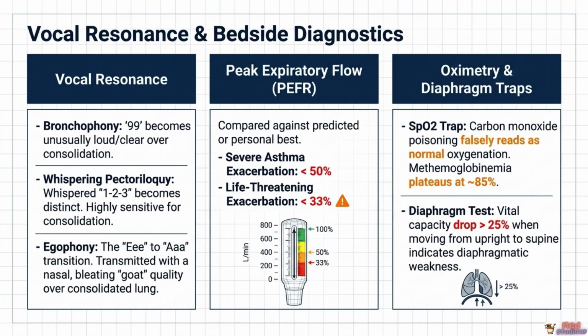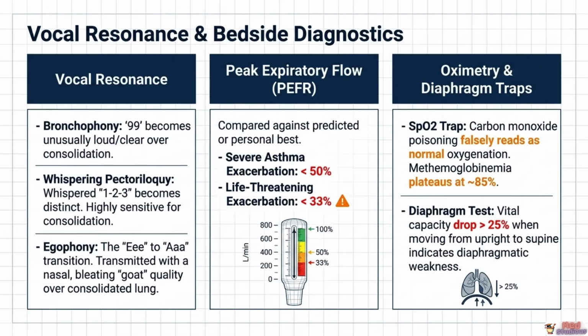Vocal resonance testing exploits the same sound transmission principle as bronchial breath sounds. Bronchophony is tested by having the patient say 99, which becomes unusually loud and clear over consolidated lung tissue. Whispering pectoriloquy takes this further. A whispered 1, 2, 3, normally completely inaudible at the chest wall, becomes distinctly clear over consolidation, making it a highly sensitive sign for this pathology.